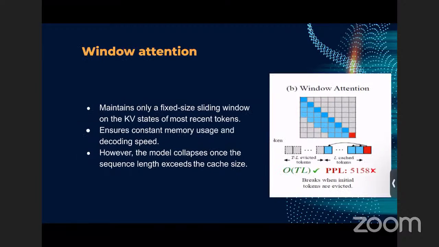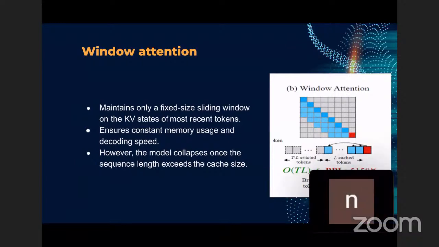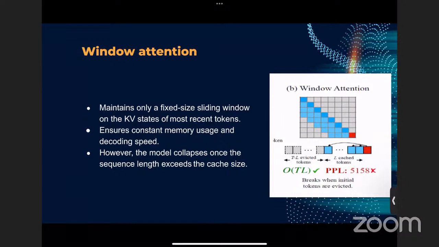So to solve this problem, there is a window attention technique, which maintains only a fixed size of window, which slides. It helps reduce the memory usage, and it has a constant memory usage and decoding speed. But the problem is, again, the same: whenever the sequence length exceeds the cache size, the model collapses.